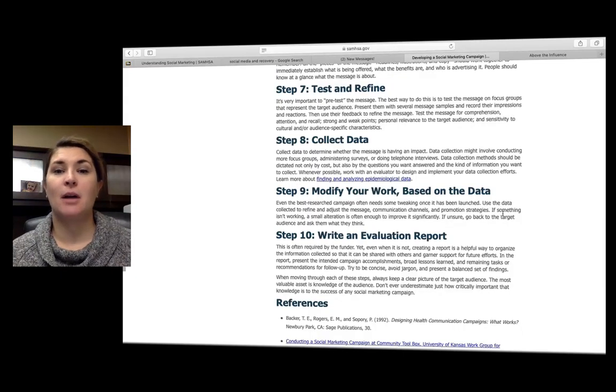So you want to test it among a sample of an audience to determine how it has an impact and then what tweaks need to be made so that you can do it to the overall audience. And then of course collect data on this to see how beneficial it has been so that you can evaluate it. Modify your work based on this data, and then write an evaluation report to see, should we implement this social marketing campaign with other audiences or in other areas.